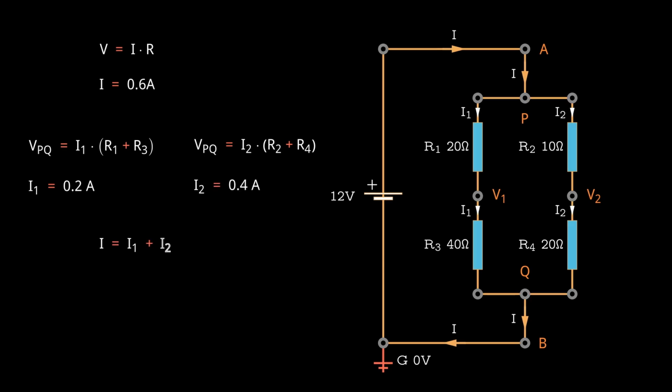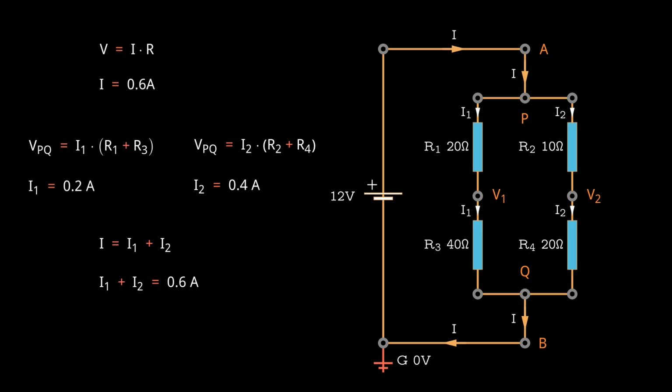Now, observe that the total current is equal to the sum of the currents in both branches. This is no coincidence, it's a direct application of Kirchhoff's current law, KCL, which states that the sum of the currents entering a node, in this case, node P, is equal to the sum of the currents leaving it. While we calculated the current in each branch using Ohm's law, Kirchhoff's current law also allows us to determine the total current, without needing to find the equivalent resistor first.